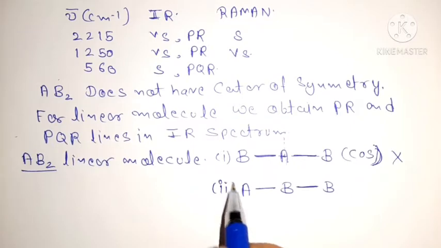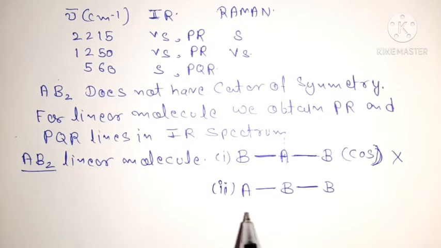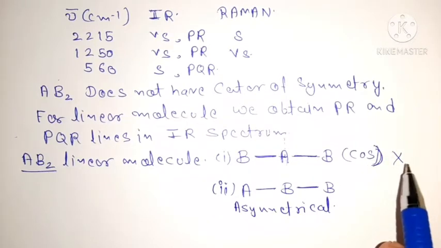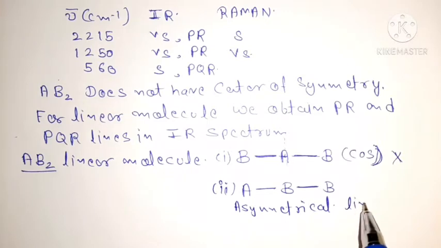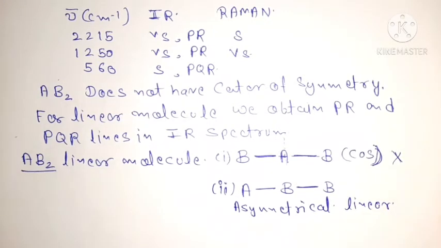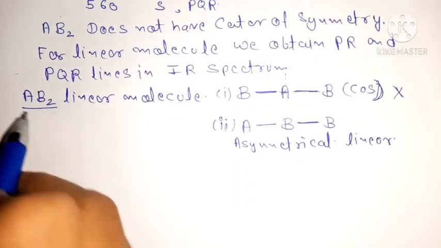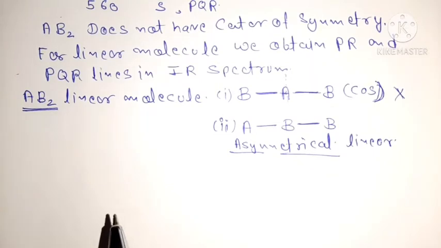So your second arrangement, that is linear asymmetrical arrangement. The first one is your symmetrical arrangement, which will be cancelled out on the basis of your given data, and this is your linear asymmetrical arrangement, which is followed by your given data. So AB2 is a linear asymmetrical molecule, which is your option number third.